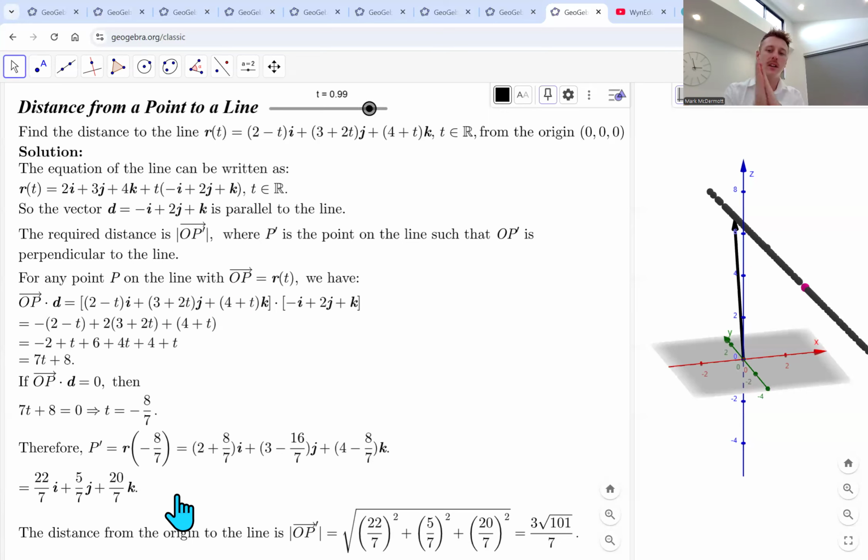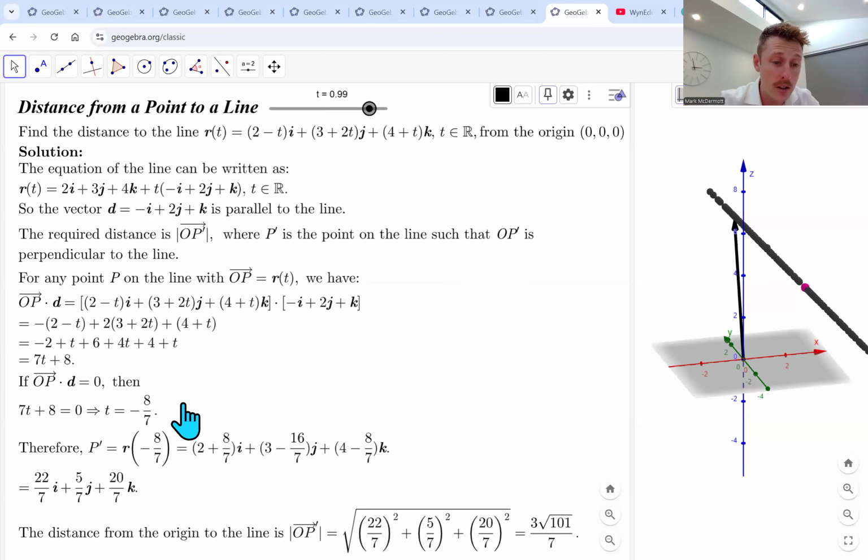Okay, so now we've got our vector that's pointing from the origin to the line and it's perpendicular to that line. So that must be the shortest distance. And then you've just got a vector that you need to find the magnitude of. And to find the magnitude of a vector in 3 dimensions, you just apply Pythagoras in 3 dimensions. So you get this. And then you get an answer like this, 3 root 101 on 7. A lot of this you could use a calculator for, but I just want to show you that it's true.